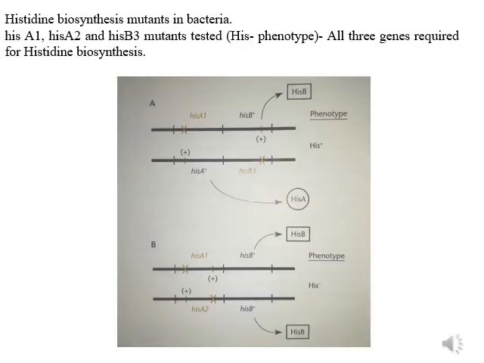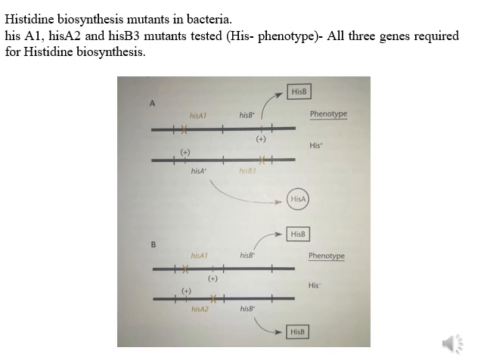Now coming to the bacterial example, which is of importance when you are writing in your exam. Let us look into histidine biosynthesis in bacteria. Here in our example, we are going to consider histidine biosynthesis mutants in bacteria. For this histidine phenotype, three genes are involved, that is, the hisA1, hisA2 and hisB3 genes. All these three genes are required for histidine biosynthesis.